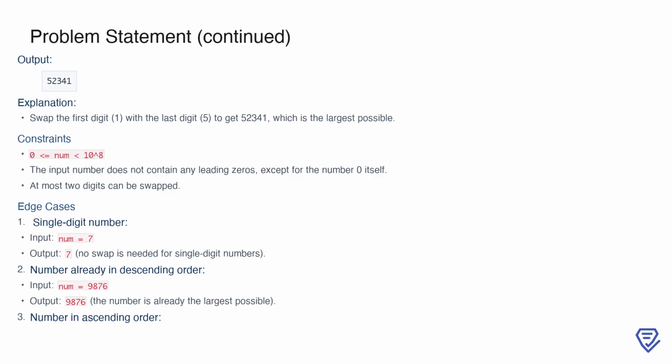First, if the input is a single-digit number, like 7, there's no way to perform a swap, so the output remains 7. Similarly, if the digits of number are already arranged in descending order, like 9876, no swap is needed, and the output stays the same.